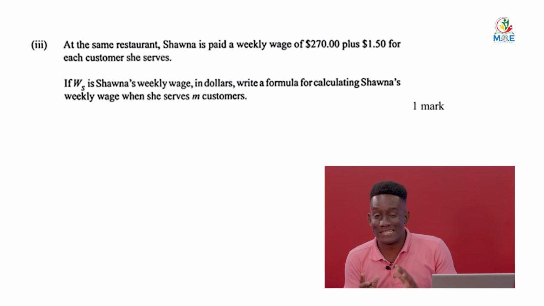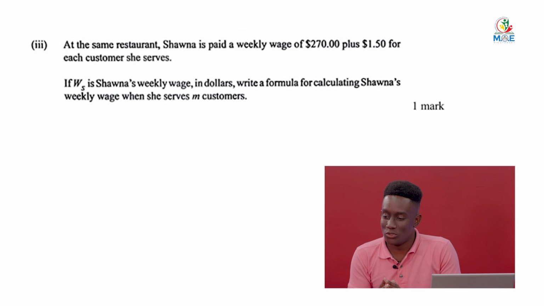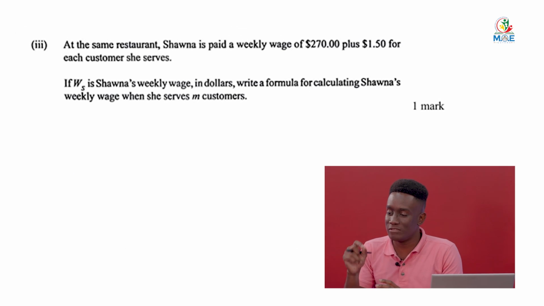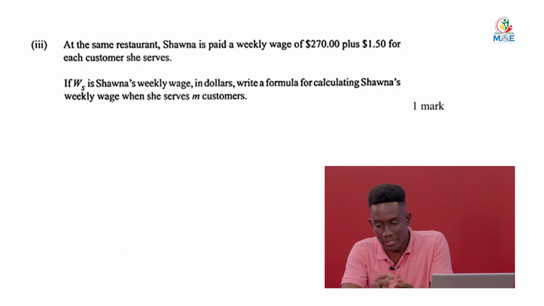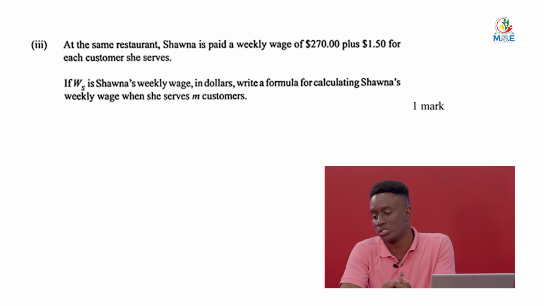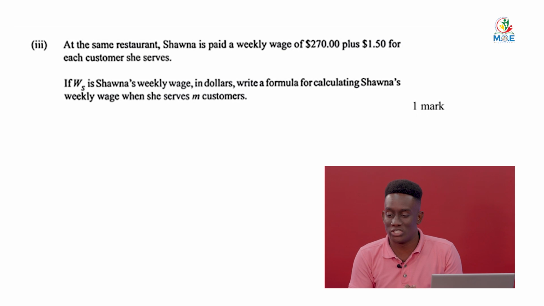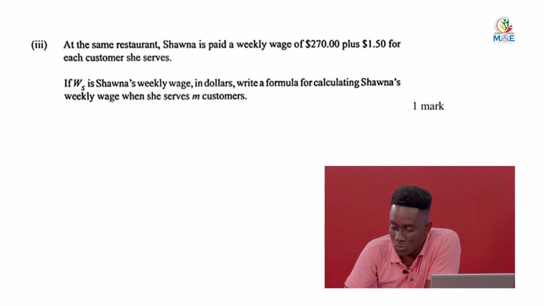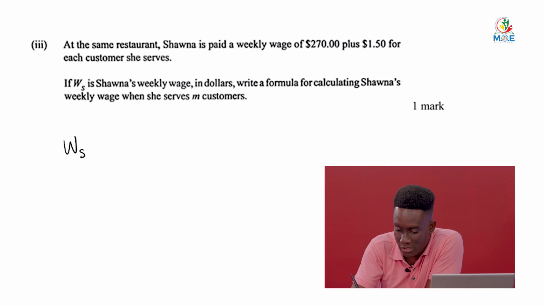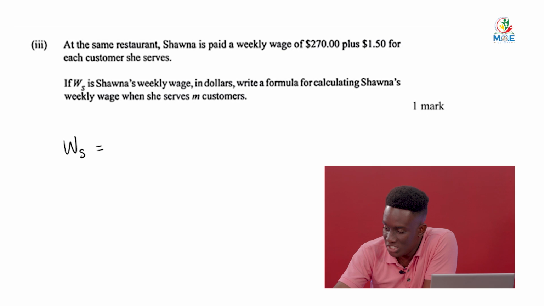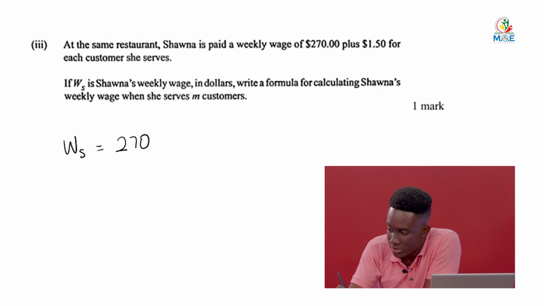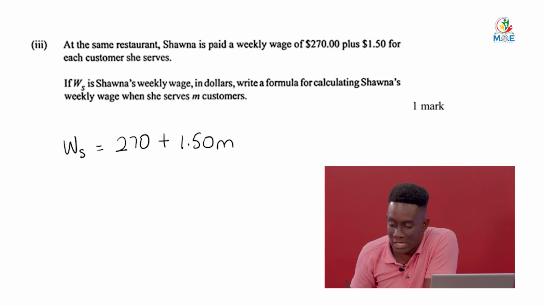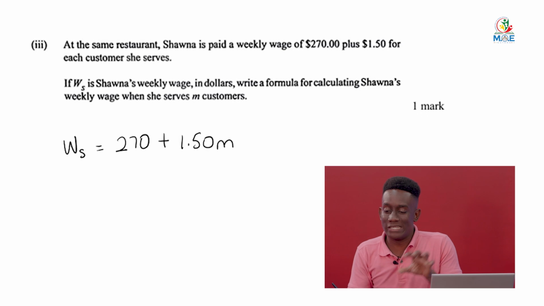So the next part says, at the same restaurant, Shauna is paid a weekly wage of $270 plus 1.50 for each customer she serves. So she's paid a bit more for every customer. So if W underscore S is Shauna's weekly wage in dollars, write a formula for calculating Shauna's weekly wage when she serves M customers. So we see W underscore S would be the subject of the formula. So in this case, she is paid $270 plus 1.50 for every customer. And in this case, she serves M customers, so we multiply this by M. And that would be the formula that we use to represent Shauna's weekly wage.